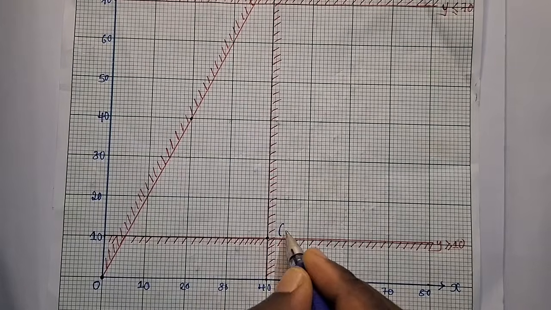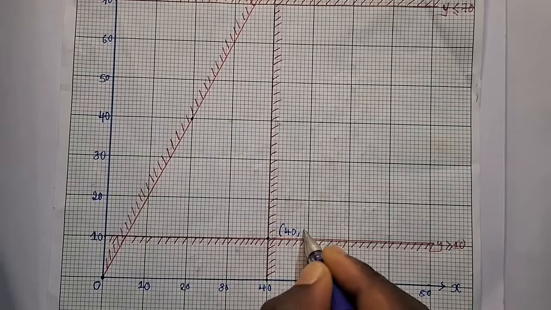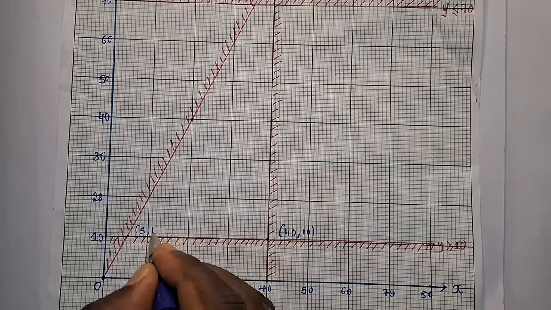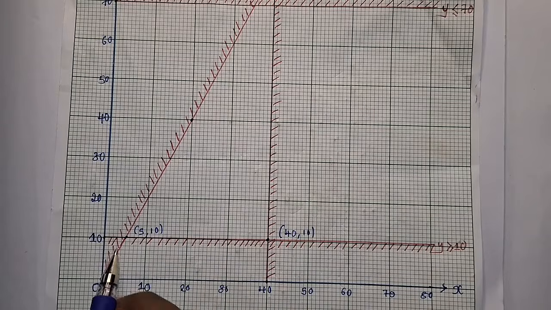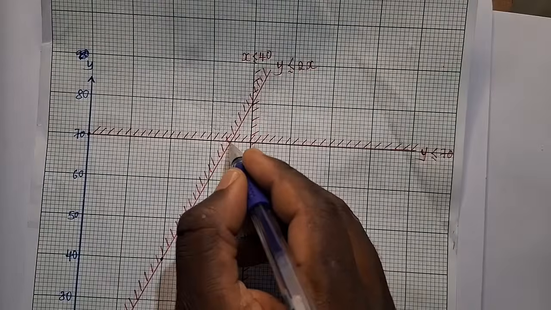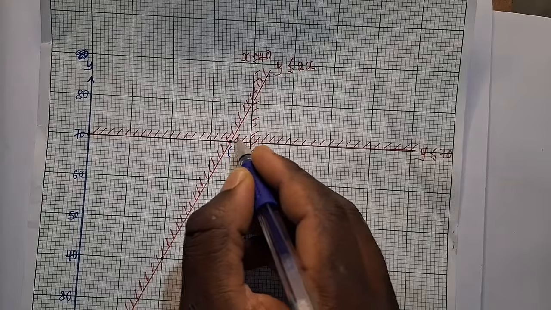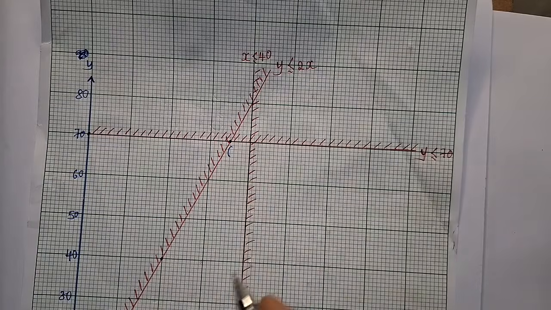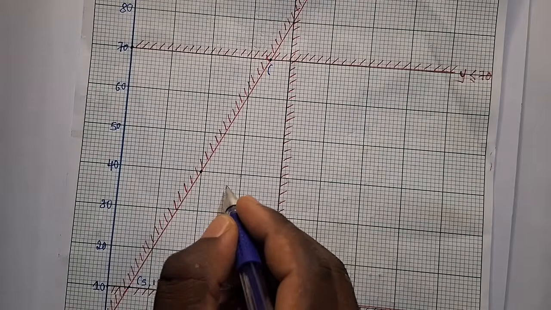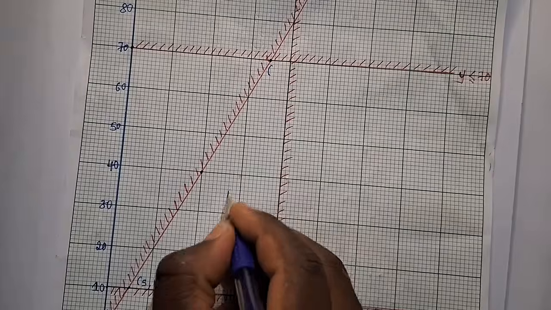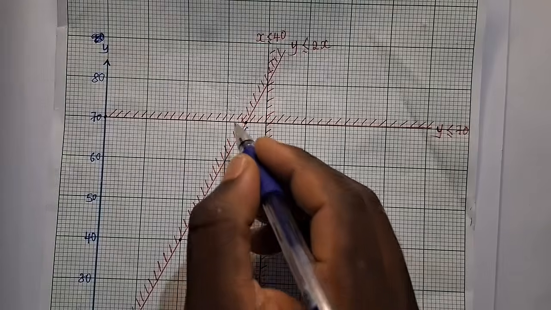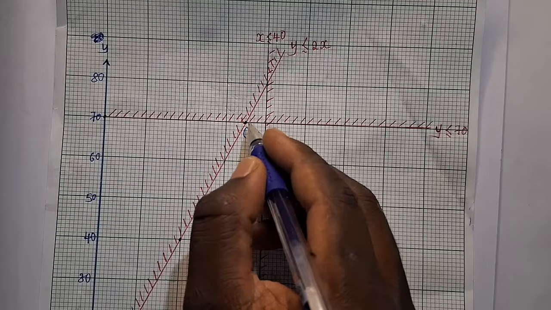This part is (40, 10). Wow, this part is (5, 10). Okay, so if you're not too sure, you can count. This is 1, 2, 3, 4, 5. And if you're able to see nicely, the coordinates I'm getting are the intersecting points. We know that the wanted region is this one, and the unwanted region is where we've shaded. So where they are intersecting here is where we're picking.